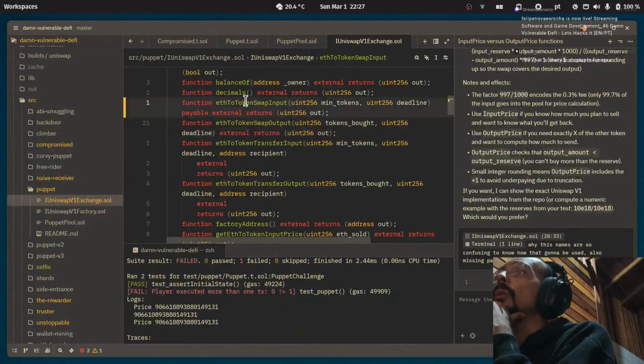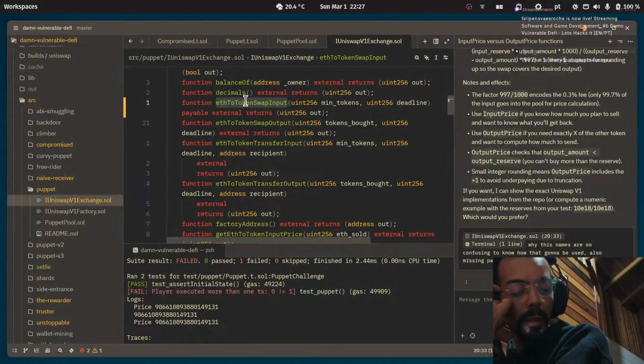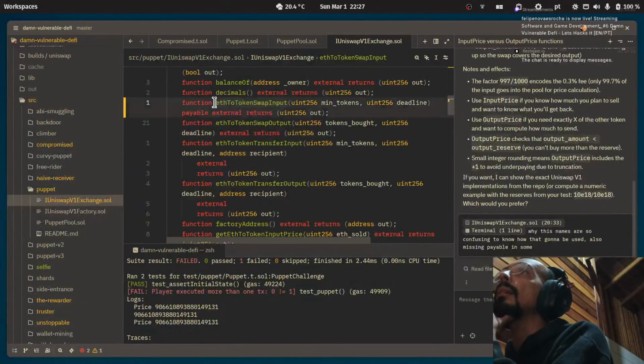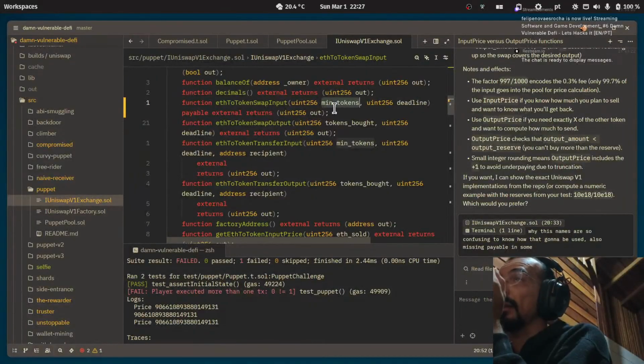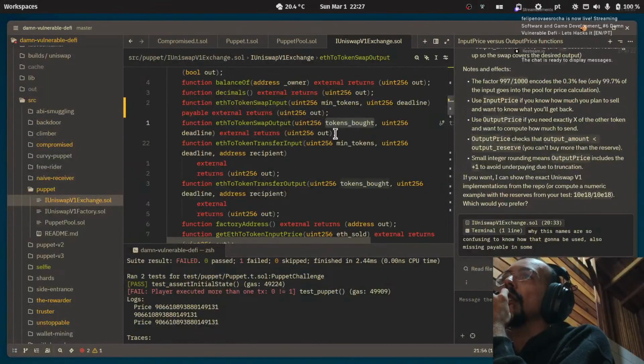Okay, so we use that one. We send Ethereum and took tokens. The minimum token expected, so that makes sense. But then here's tokens bought. Doesn't make any sense. It's how much I want to. I don't know.